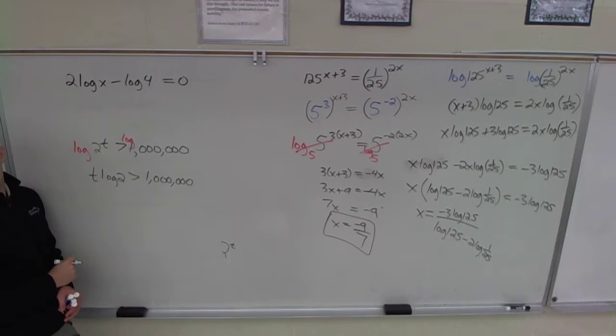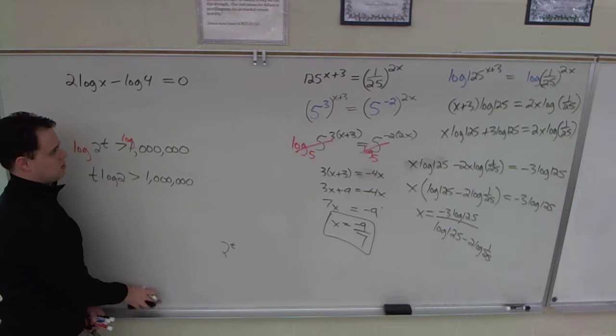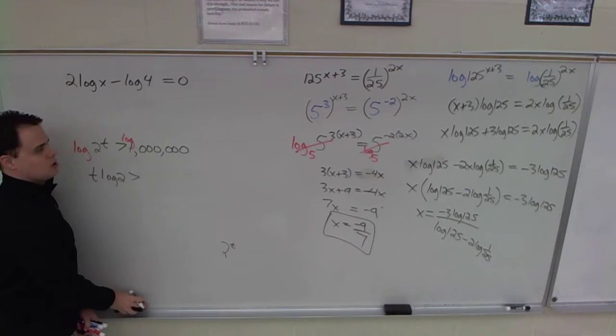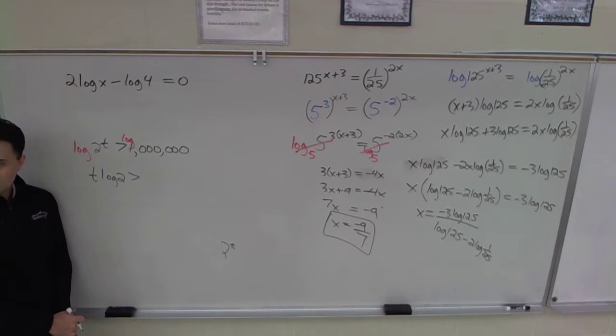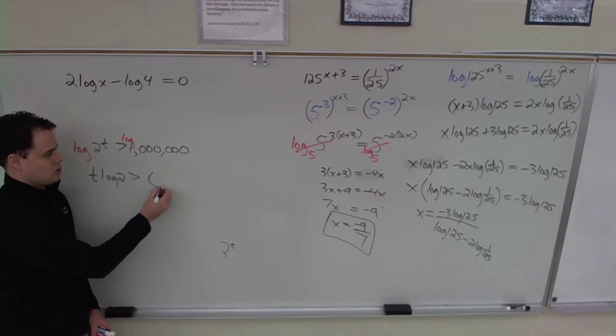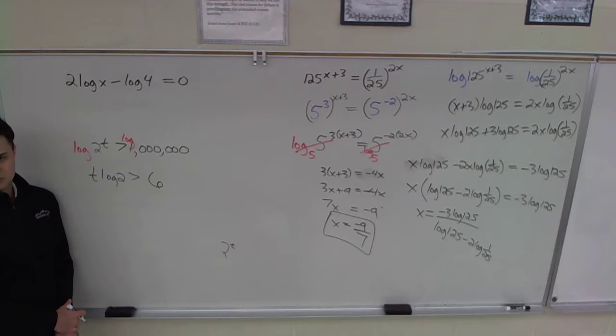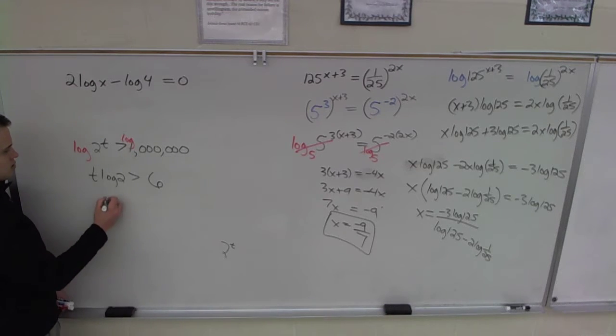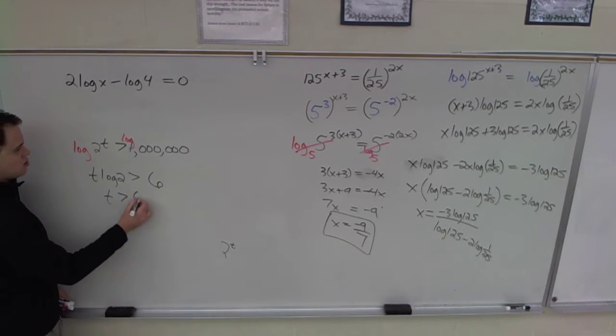Oh, except I messed something up. It's the logarithm of 1,000,000. What's the logarithm base 10 of 1,000,000? Six. Yeah? Log base 10 of 10 is 1. Log base 10 of 100 is 2. Log base 10 of 1,000 is 3. Log base 10 of 1,000,000 is 6. So the last step here is t is greater than 6.